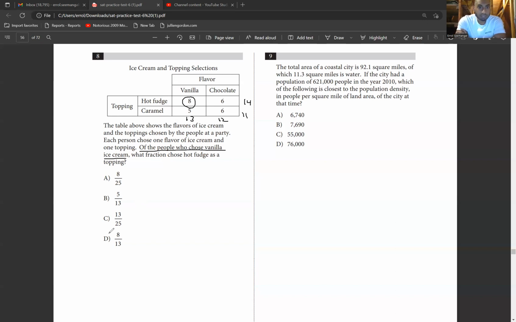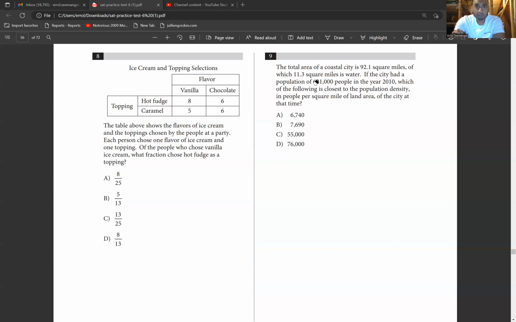Of the people who chose vanilla ice cream, what fraction chose hot fudge as a topping? Yes. 8 out of 13 people chose vanilla and hot fudge. Yep, 8 out of 13.